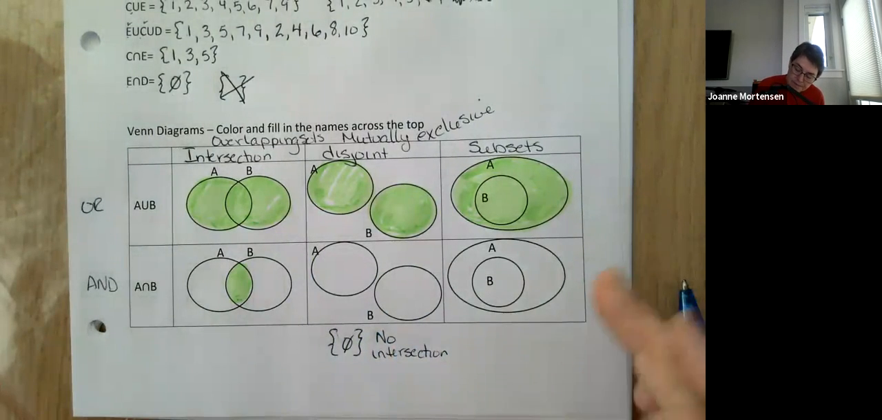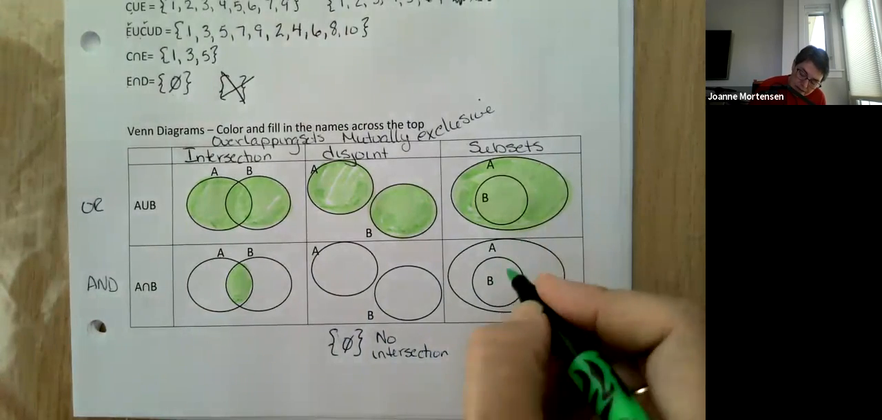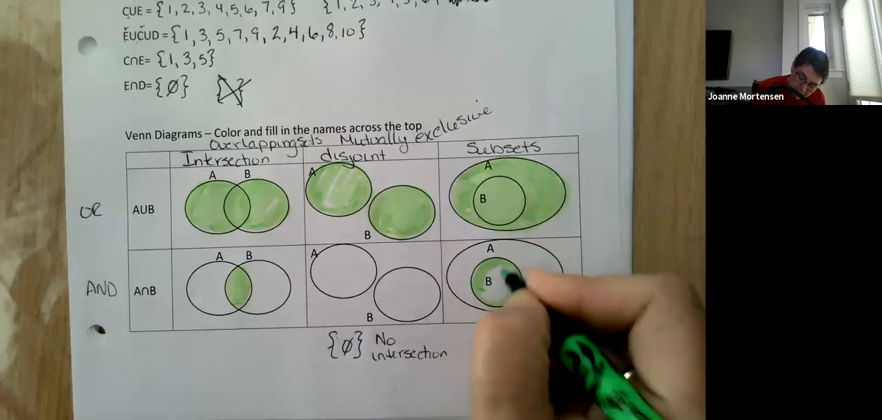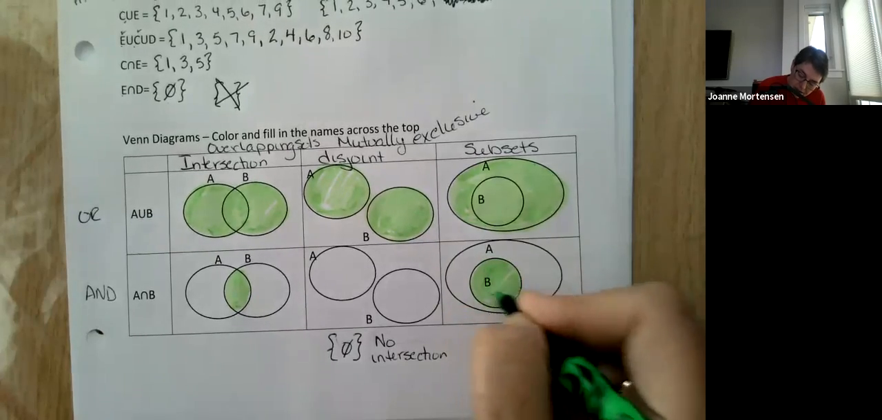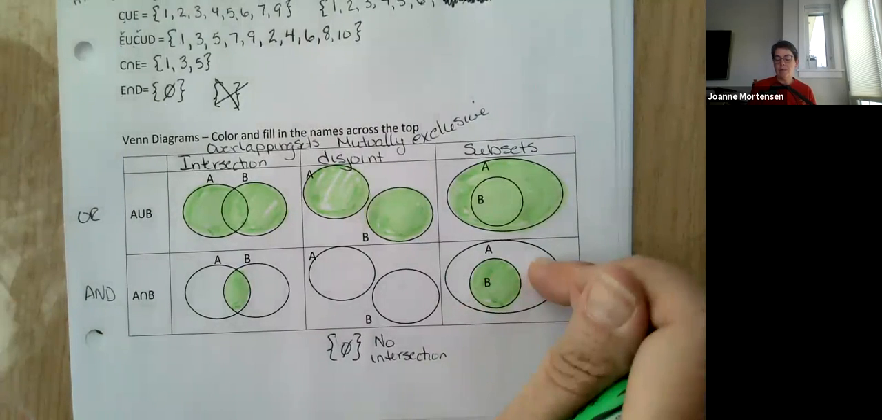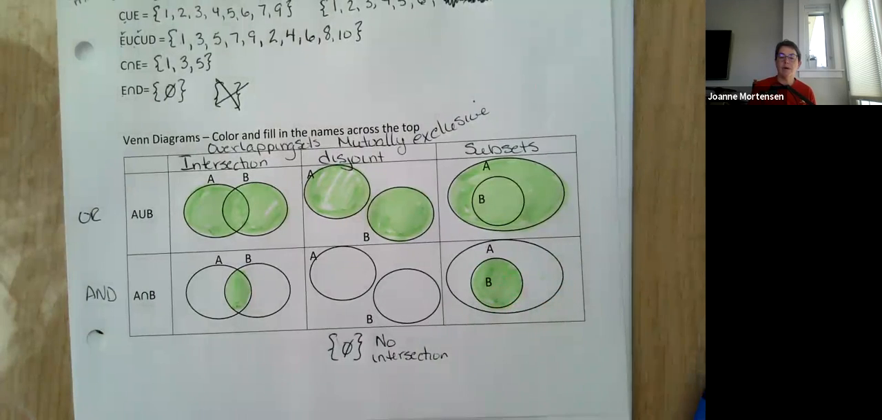So now this one, we need to have the part that's in A and B. And specifically for this, you're just going to color in the B circle, because remember, it's a subset. So B is part of A. So this is going to be the spot where they have areas in common.